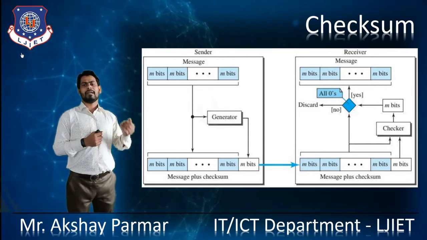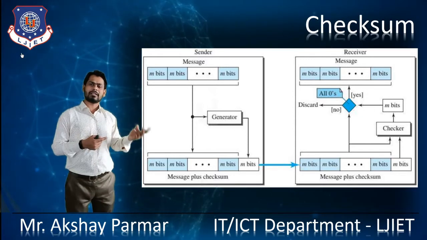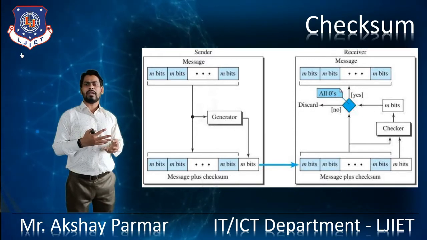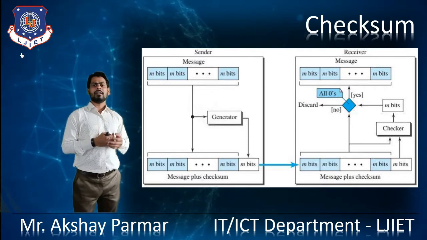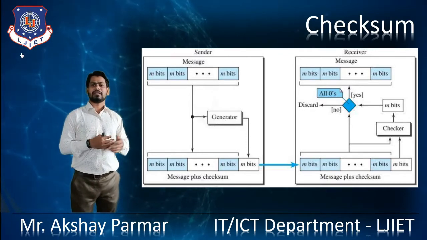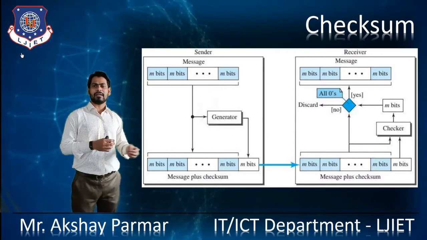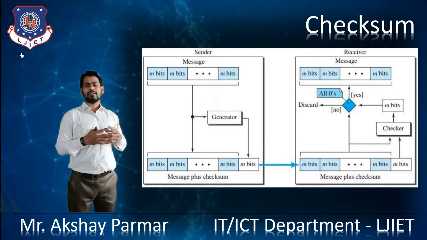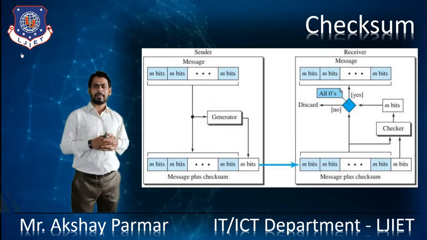After that, we add the chunks using ones complement to get the sum, and after getting that sum, we complement it. That's how we get the checksum of that message. That checksum is sent along with the data to the receiver end. The receiver then does the reverse procedure to get the actual data.